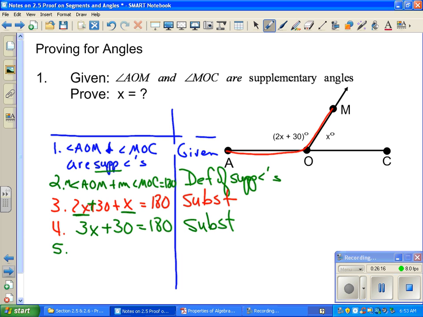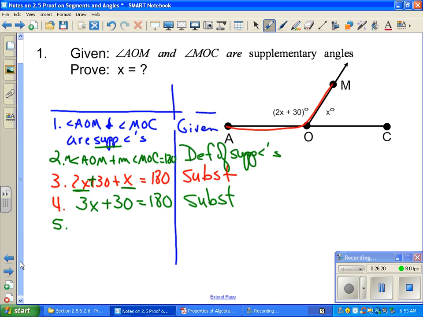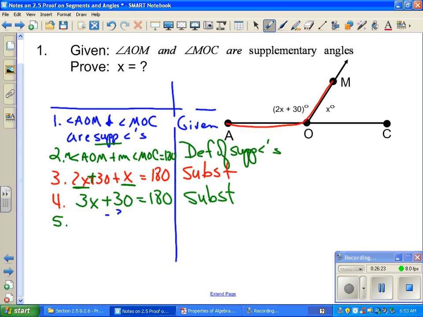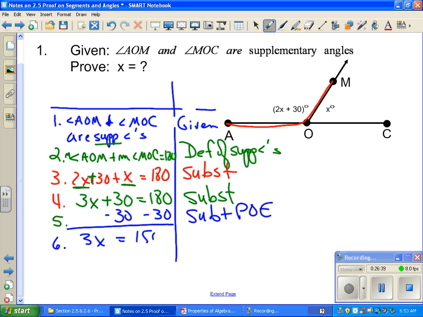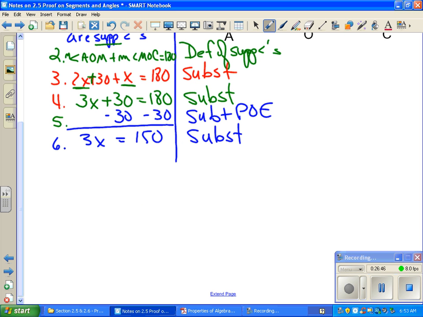Now, we've got it down to that 2-step method now that we're so familiar with. So we always get rid of the one that doesn't have the letter first. So we subtract 30. That means we've used the subtraction property of equality because we're using subtraction to solve. So that'll be 3x equals 180 minus 30 is 150. And we just substituted the answer. Remember, every time you use an operational word, then you have got to say you substitute to get the answer.